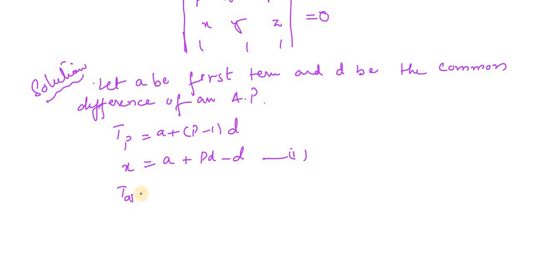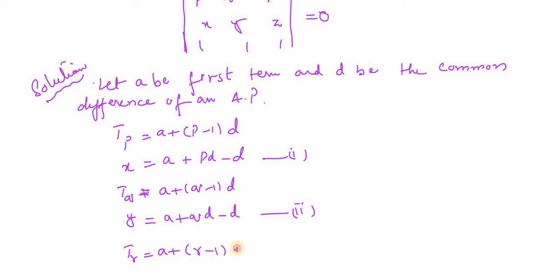And the qth term tq is equal to a plus q minus 1 of d, and y is the qth term. So y is equal to a plus qd minus d, equation number 2. And z is the rth term. So tr is equal to a plus r minus 1 of d. So z is a plus r into d minus d. This we say equation number 3. So from here we get the values of p, q and r.